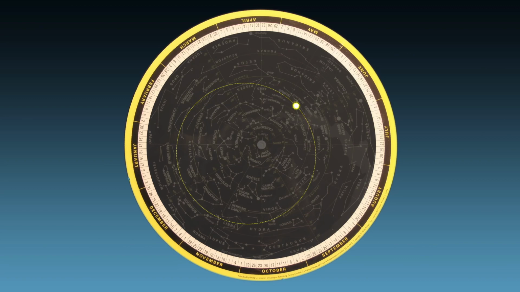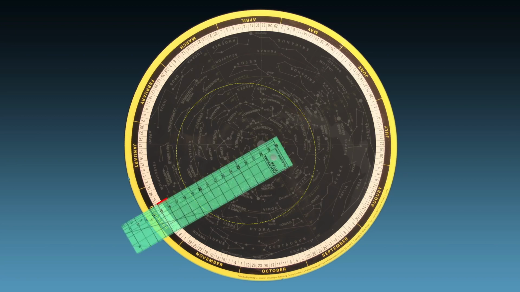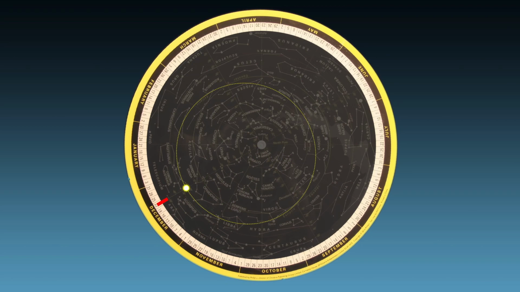The position of the sun on the ecliptic can be found for any day of the year by laying a straight edge from the centre of the sky to the date that we're looking at. So let's suppose we start with December 22nd. You'll see why in a moment.